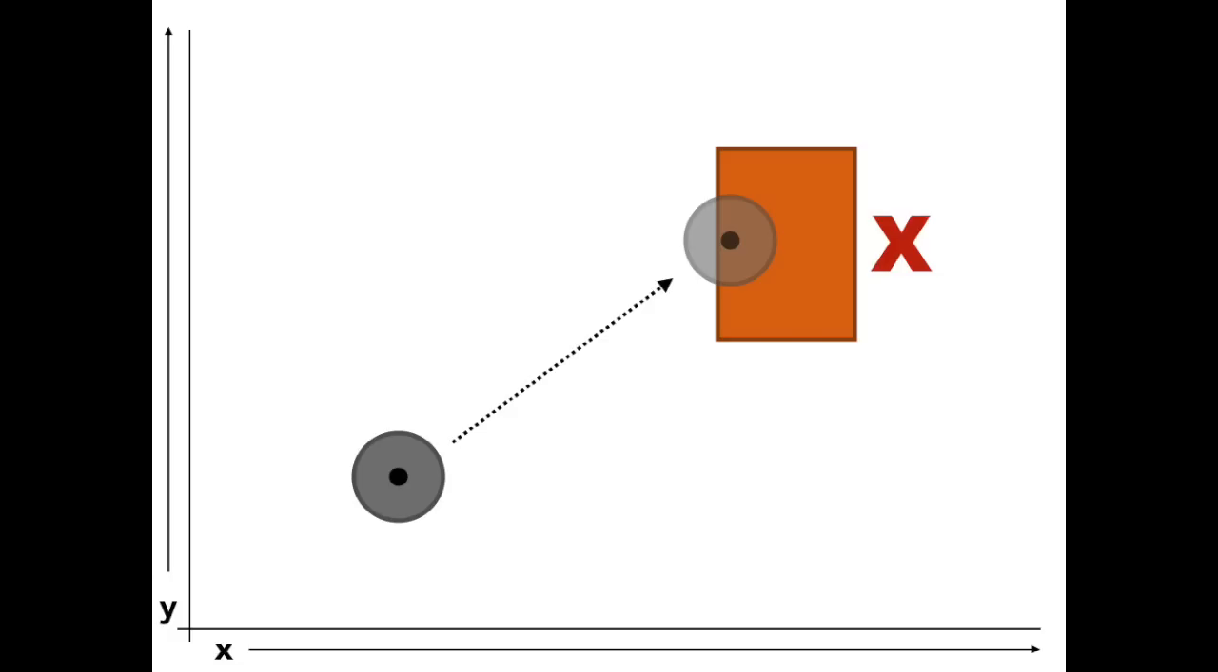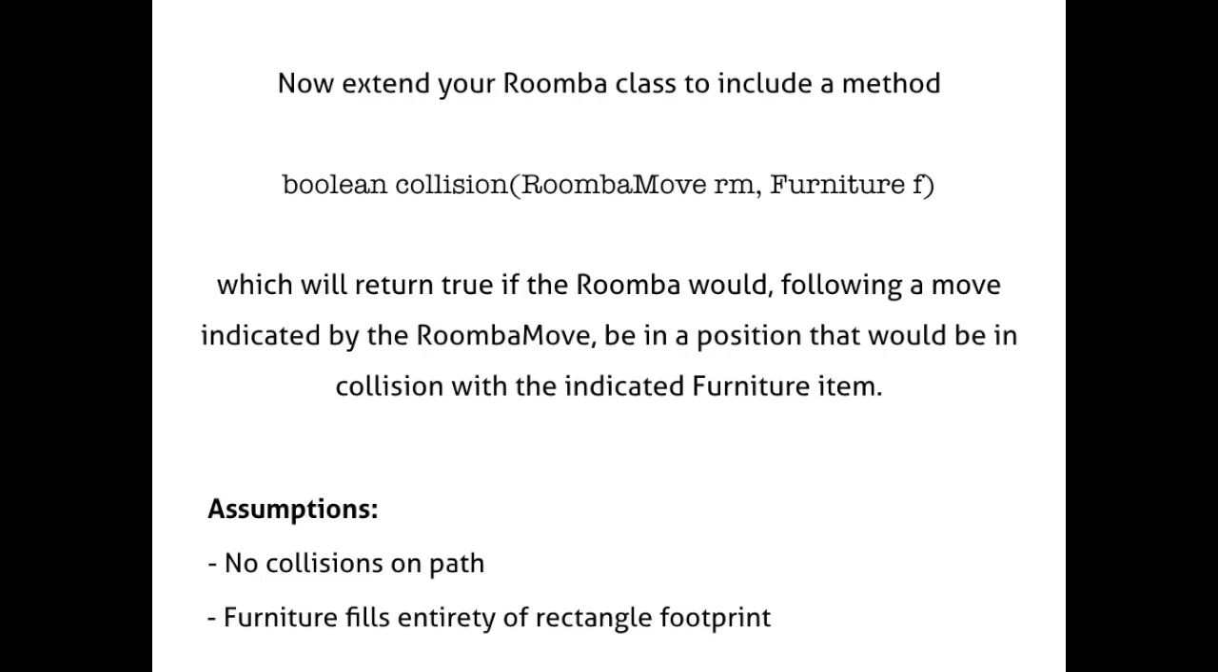Okay, will a collision occur? So what this asks us to do is to extend our Roomba class to include a method called collision. What this method is going to accept is two pieces of information. One is an object of type Roomba move, which we know contains nice information about a potential move. And one is an object of the type furniture, which we've just created.